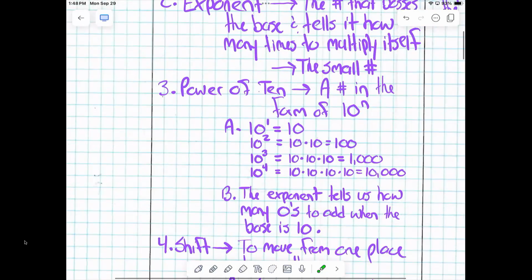Yes. Okay, here we have 10 to the power of 1, 10 to the power of 2, 10 to the power of 3, 10 to the power of 4. Here we have the expanded form of those, yes? Yes. And then here we actually have what they equal. So powers of 10 are what?